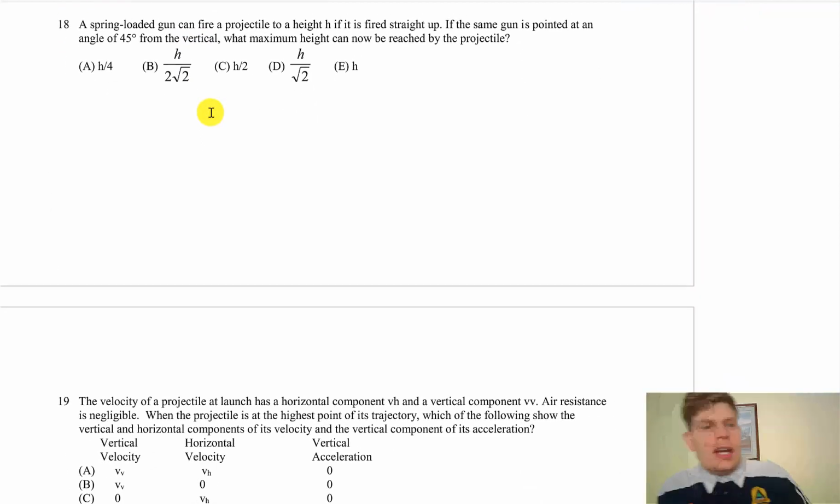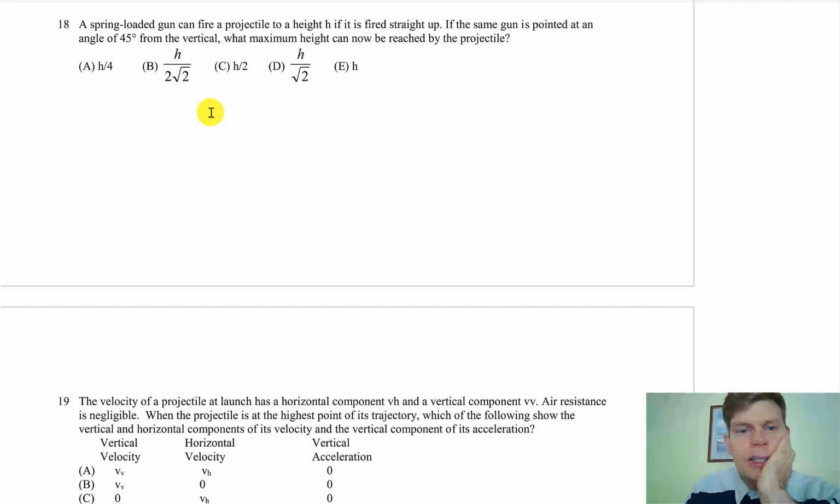All right, this guy, we got this spring-loaded gun that fires a projectile to a height h if it's fired straight up. If the same gun is pointed at an angle of 45 degrees, what maximum height can now be reached by the projectile? So basically, we're changing what our vertical upward component is. So I'm going to do my fancy proofs. I'm going to say let h equal v over 2 times t. So average velocity times time.